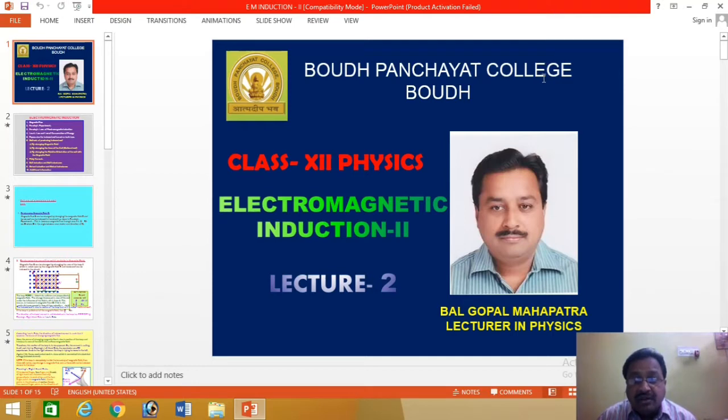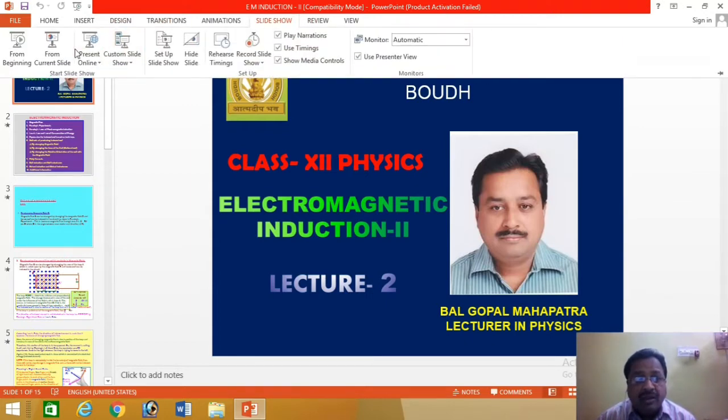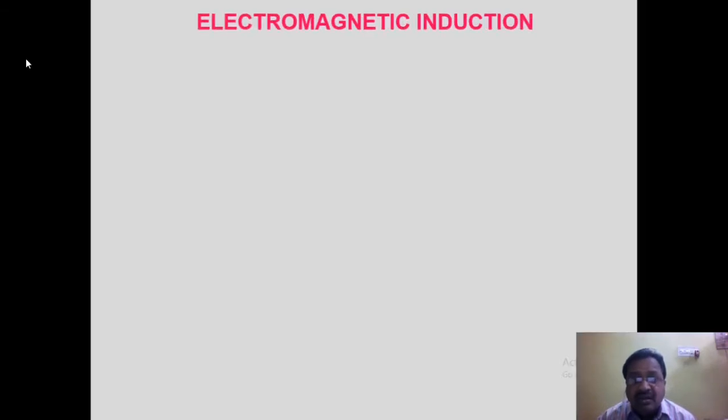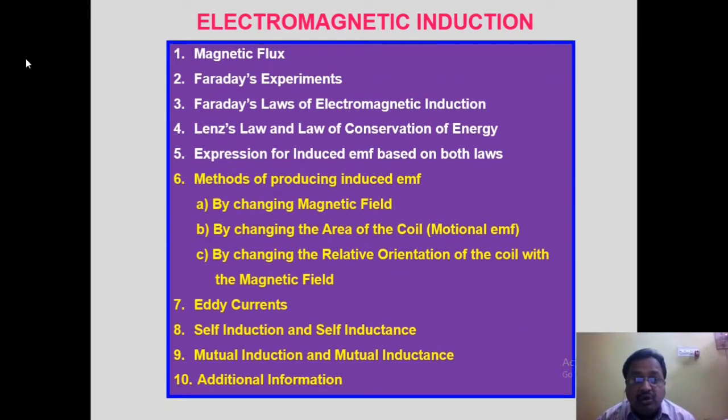In our previous lecture, we studied in detail the first part of electromagnetic induction: what electromagnetic induction is, on the basis of which laws it takes place, and how it is useful. We went through Faraday's laws, Lenz's law, and how EMF is induced due to change in magnetic flux linked with a particular coil or circuit.